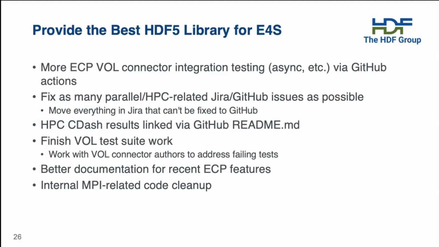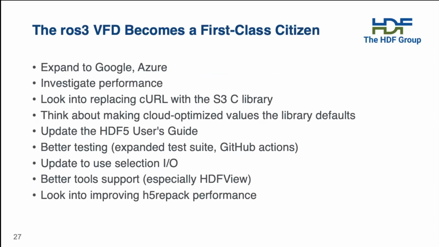We have a VOL test suite. We need to finish up some work on that. Better documentation of the ECP features, and then some internal MPI related code cleanup. There's some things in there that we'd like to fix up that could be more efficient. And then the read-only S3 VFD. I'd like to expand that to Google and Azure and look at performance. Alexander's already filed a couple of issues in GitHub. We'll look at getting those things fixed. They're pretty easy to fix, the things that he's asked for.